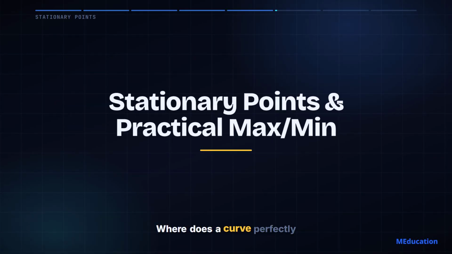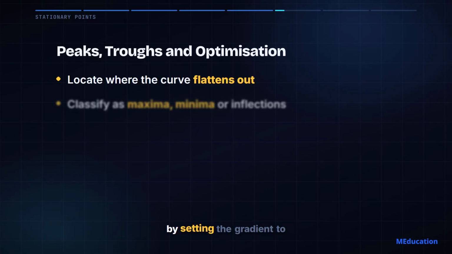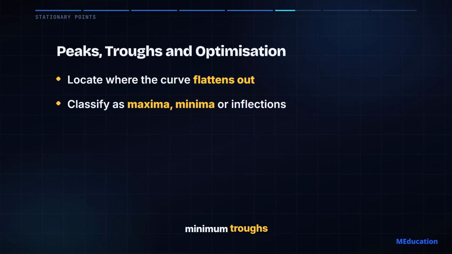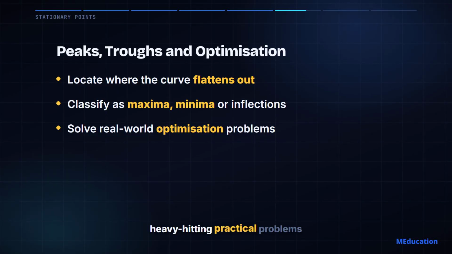Where does a curve perfectly flatten out? You will locate stationary points by setting the gradient to 0 and mathematically prove whether they are maximum peaks, minimum troughs, or points of inflection. This is the exact mechanism you will use to solve heavy-hitting practical problems, such as maximizing the volume of a container or minimizing the cost of manufacturing materials.